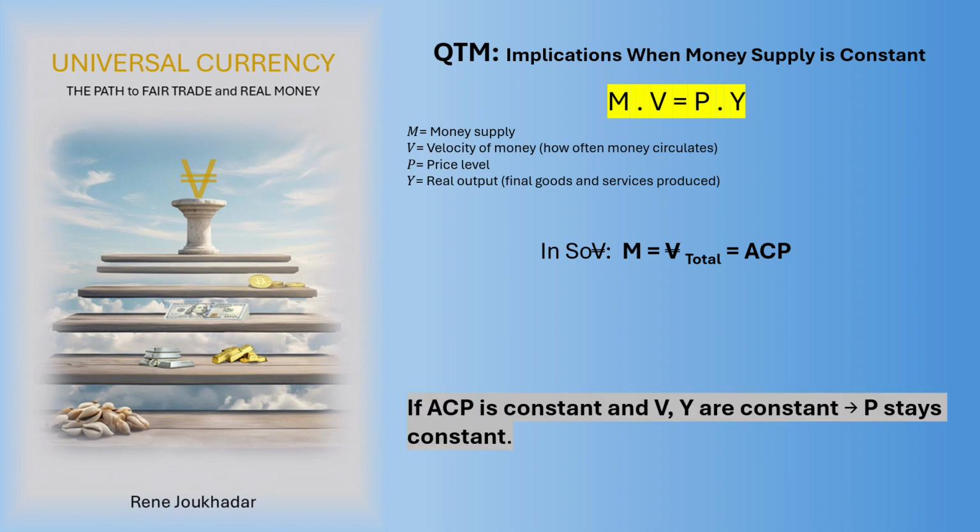So if the ACP is relatively constant and V and Y are constant, then the price should remain constant. So now we represent the money supply with K3 to show that P must also be constant.